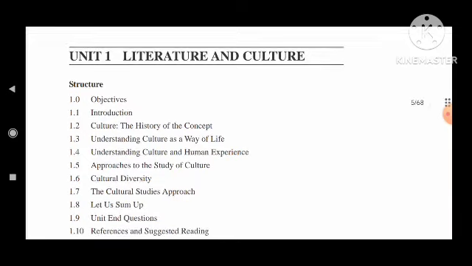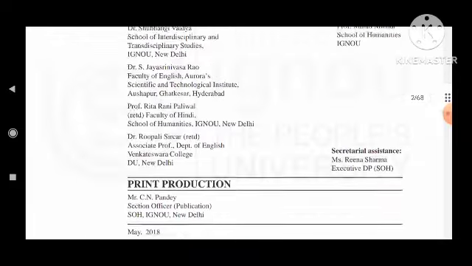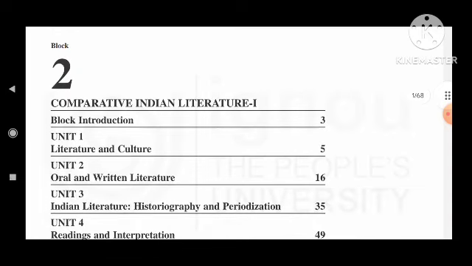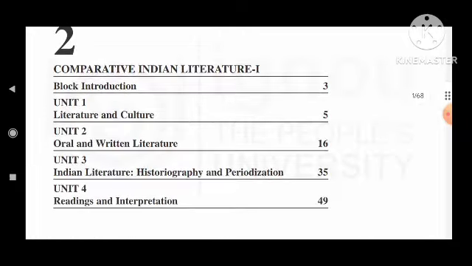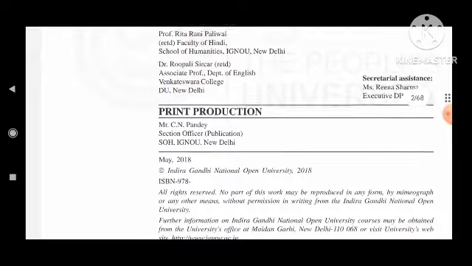So here it is unit 1, literature and culture, of your comparative literature. Here it is block 2. You can see I will cover block 2 today: literature and culture. Unit 1, literature and culture, oral and written literature, then Indian literature, historiography and periodization, then readings and interpretation. So we will cover this.